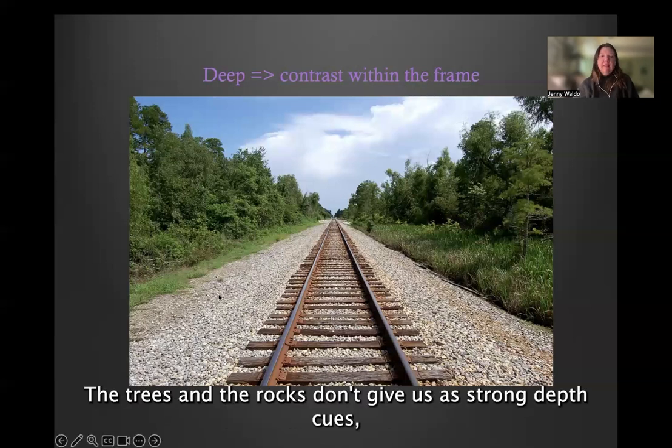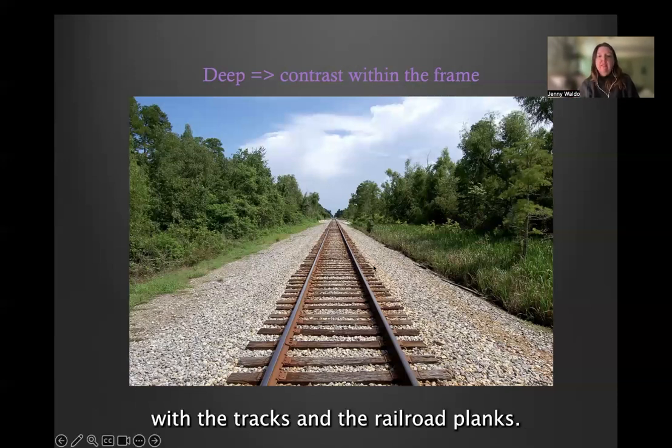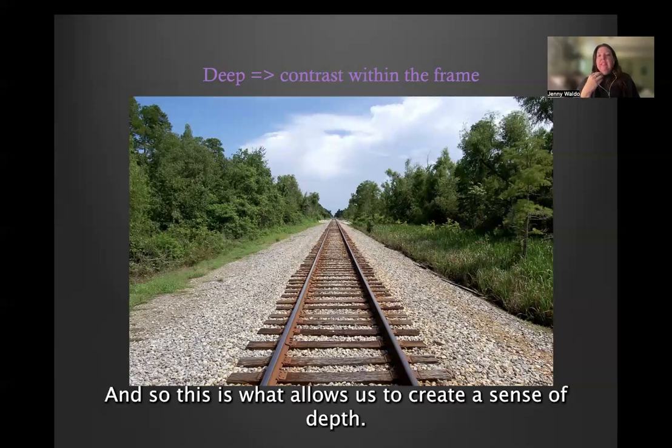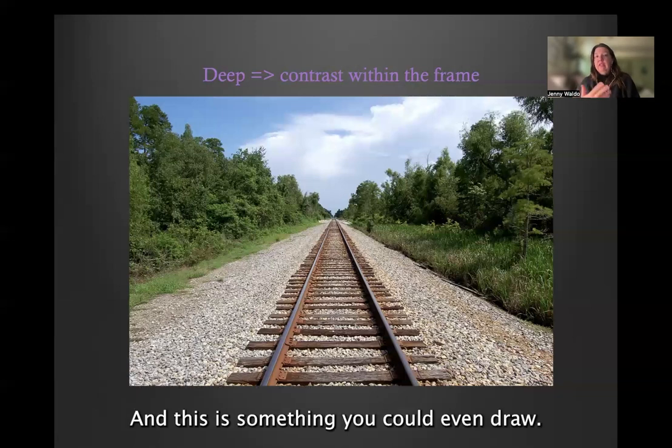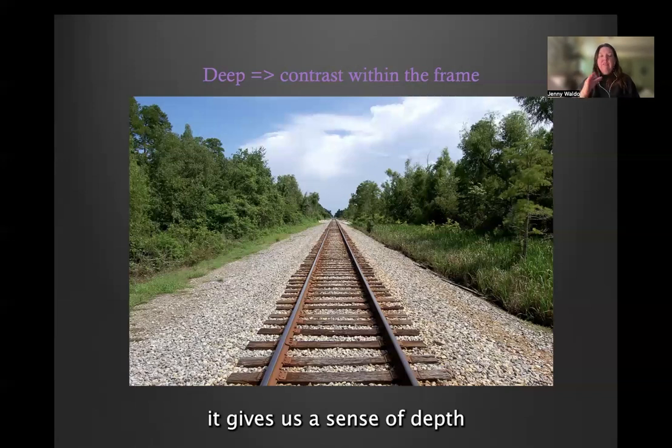The trees and the rocks don't give us as strong depth cues, other than the fact that they all converge with the train tracks and the railroad planks. This is what allows us to create a sense of depth. And this is something you could even draw. When you draw those three-dimensional boxes, it gives a sense of depth because those lines are converging in places.